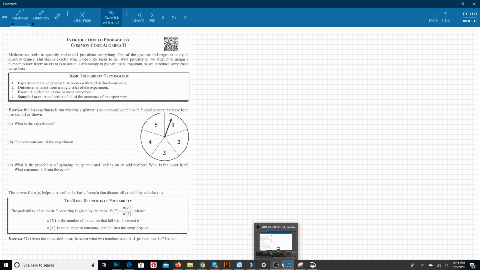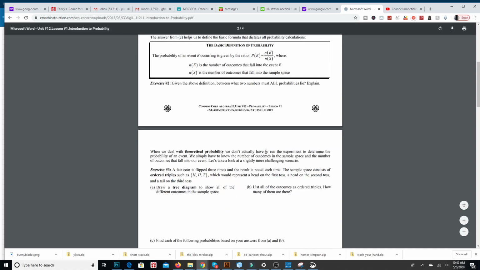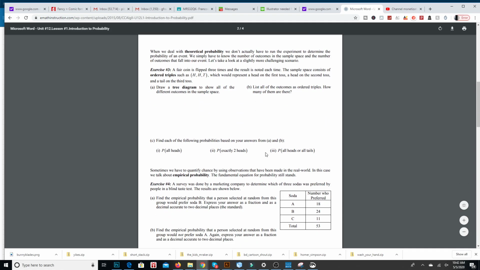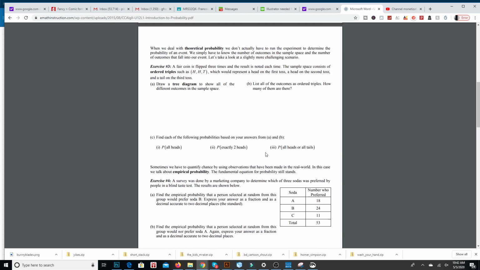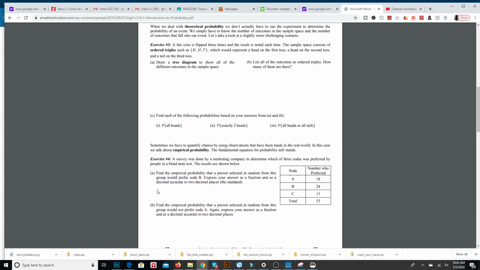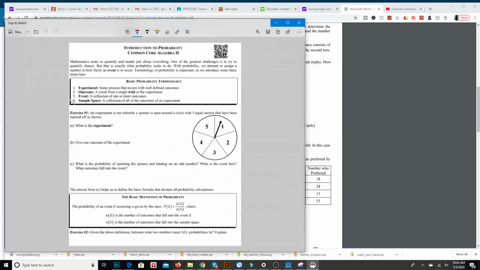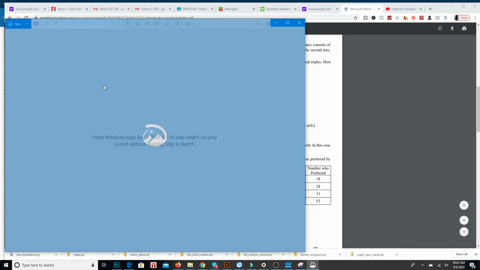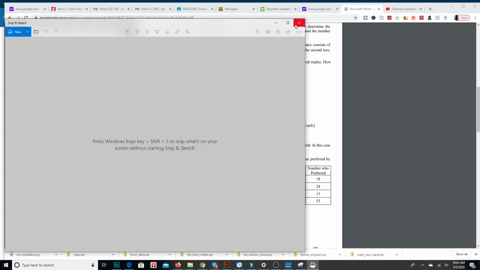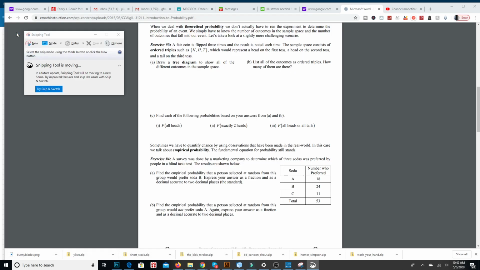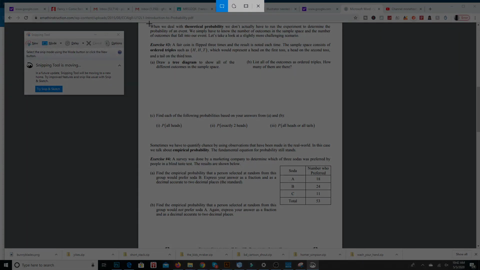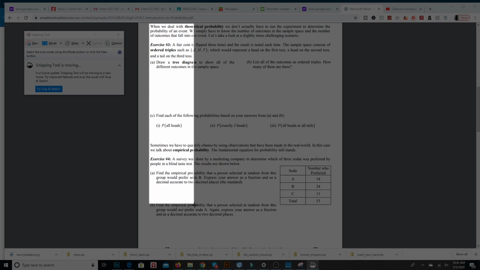If we go on, we see the back side of that sheet, right? So let me take a snippet of that. Hold on one second, guys. Right here. We're just going to do up to 3B. So let me take a snippet of this right here. Just get rid of this for a second. Okay, really close.